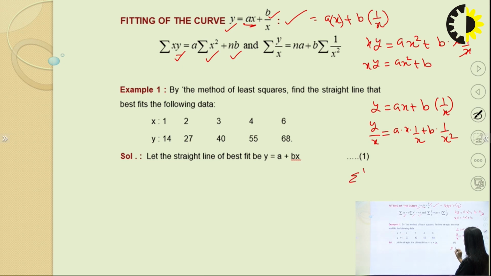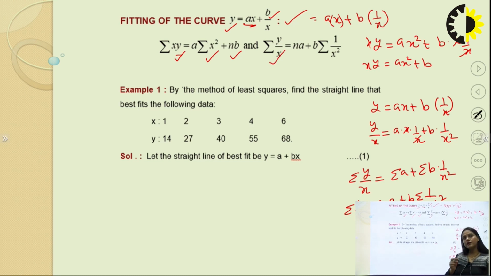And on applying summation, we will get summation y by x is equal to summation a plus summation b into 1 by x square. So we will get summation y by x is equal to na plus b summation 1 upon x square. This way we get the normal equation for b. So again, for the given curve, we have two constants a and b, and by the shortcut method we got two normal equations, and now we can solve these two normal equations and find the values of a and b.